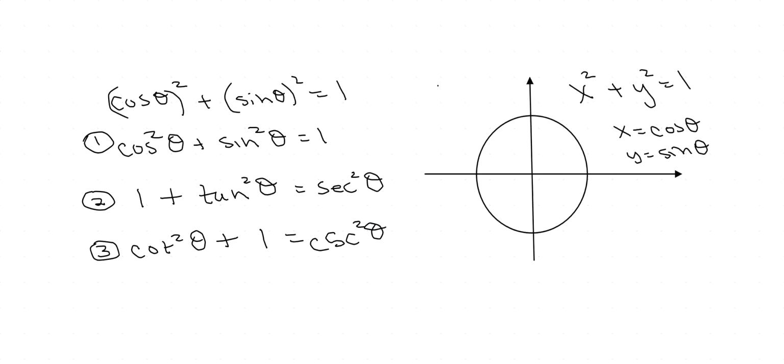For instance, if I have 1 minus cosine squared theta, this is the same thing as sine squared theta. And that's helpful if you're trying to solve a problem and you know something about sine, but maybe you don't know anything about cosine. Same with the others.